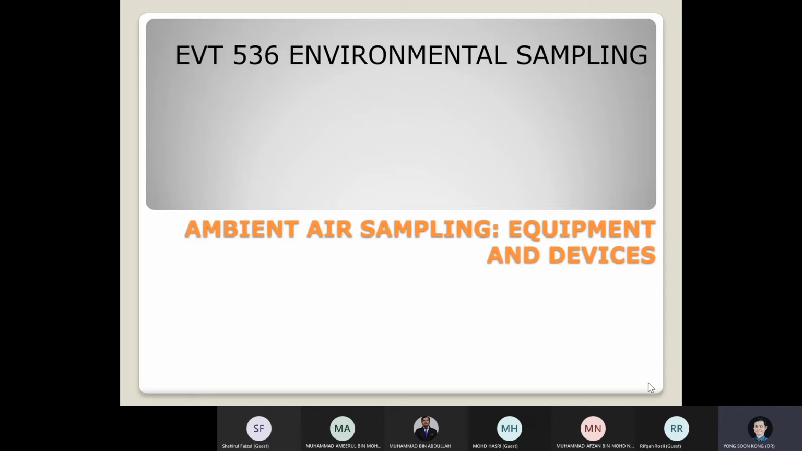Now, if you have already downloaded the PowerPoint slide from UFuture, you're going to realize that the subject code is different from the one that we are looking at here. That is because this PowerPoint slide was initially created to teach postgraduate students. So yes, it is that high level. But to me, environment sampling is not really a high level subject. It is actually an undergraduate subject.